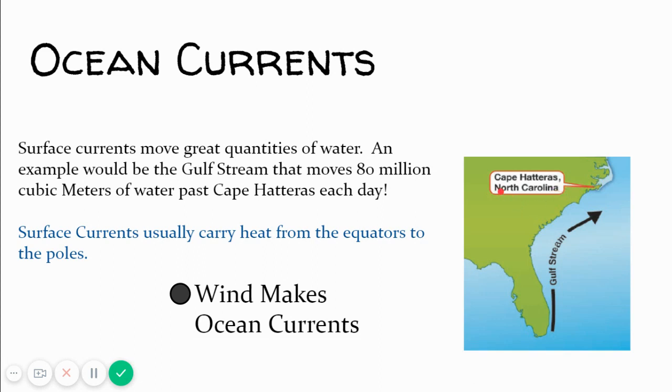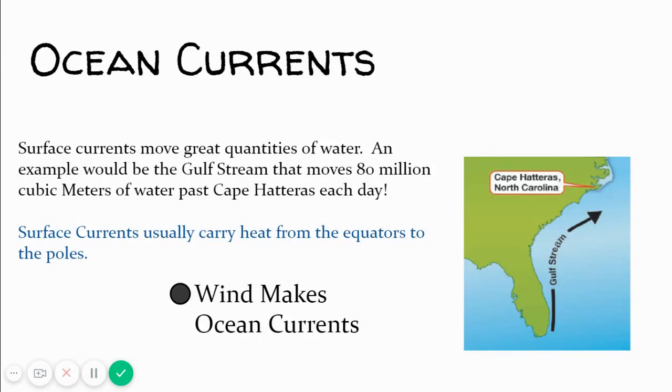And there's a place called Cape Hatteras in North Carolina. Cape Hatteras is famous because we could actually take a measurement of how much water moves past it from this Gulf Stream. And they found out that 80 million cubic meters of water moved past Cape Hatteras each day, which is crazy. You take a meter stick from Mr. Jensen's classroom and you make a box cube.